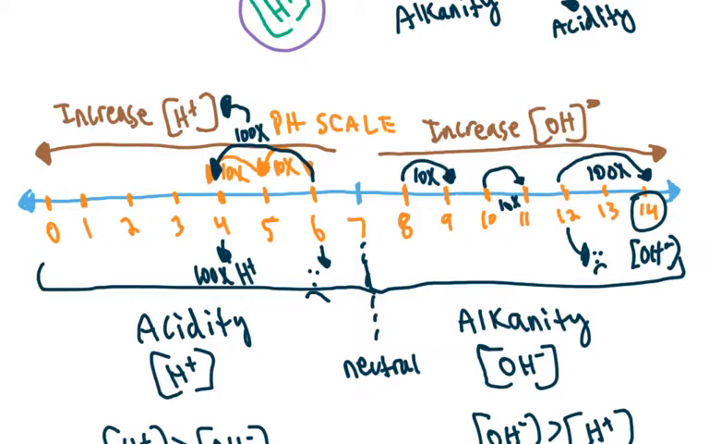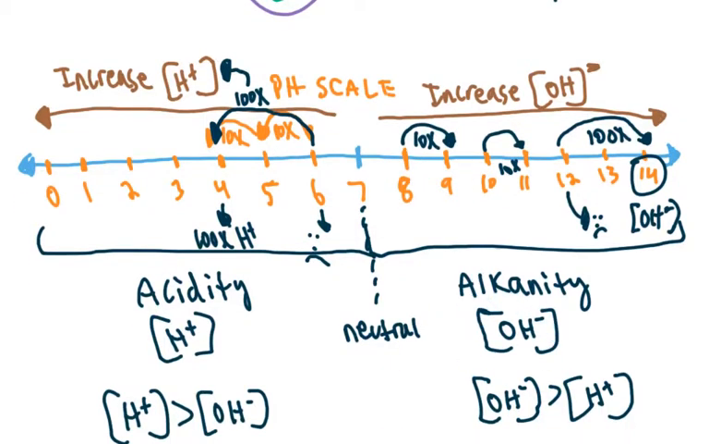So it's a 10-fold increase for every one difference. It depends on what you're talking about. If you're talking about the alkalinity side, it's a 10-fold increase in OH. If you're talking about the acidity side, it's a 10-fold increase in H+ as you go this way.